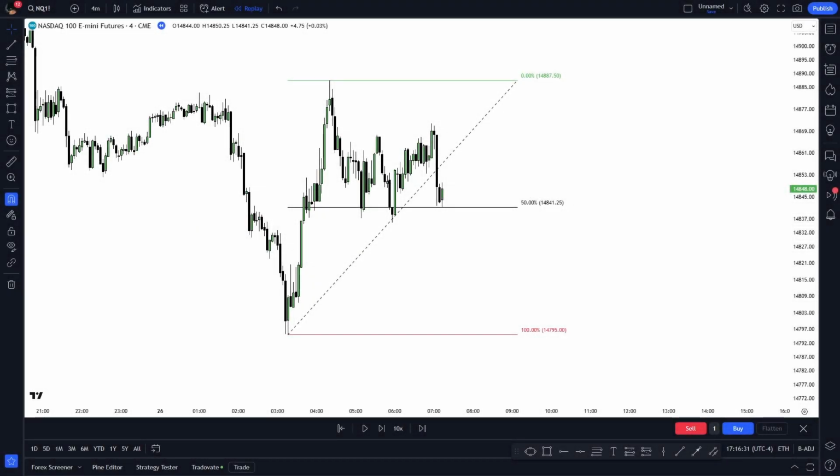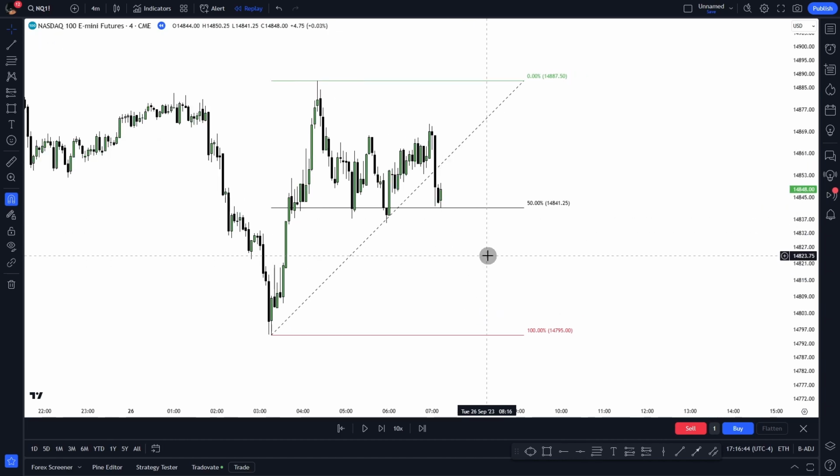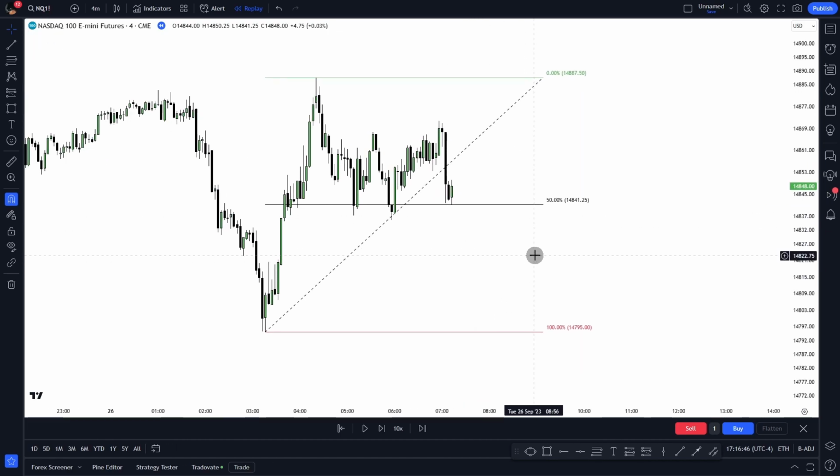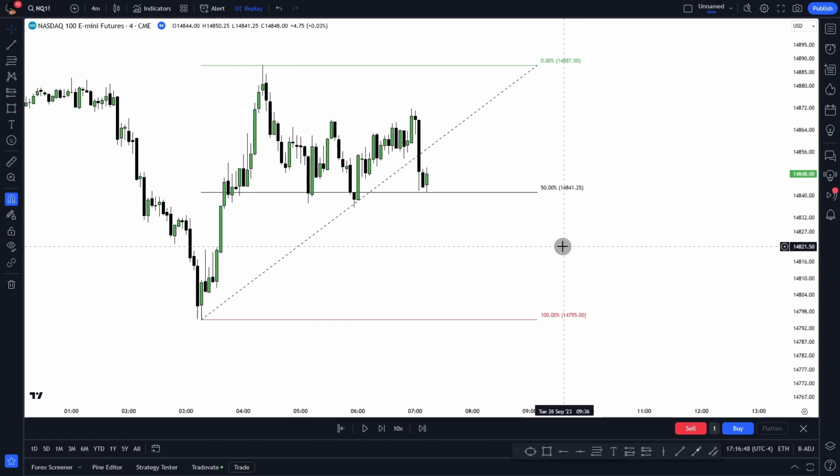And in today's video, I will quickly go over the ICT premium discount Fibonacci zones, okay? Since I see a lot of new traders that are confused when people mention the discount, the premium, the equilibrium, the discount array, the premium array, all this stuff.